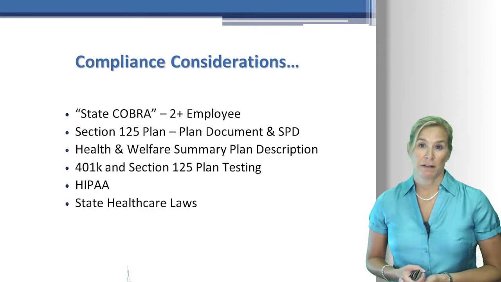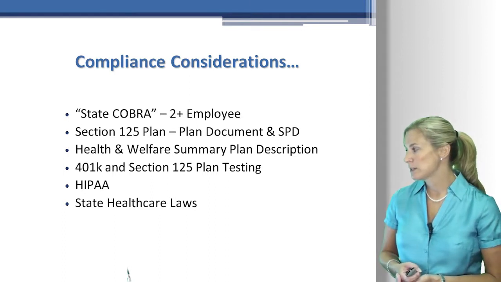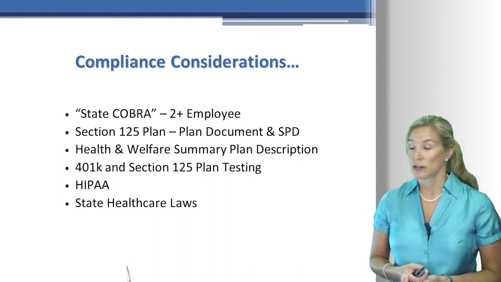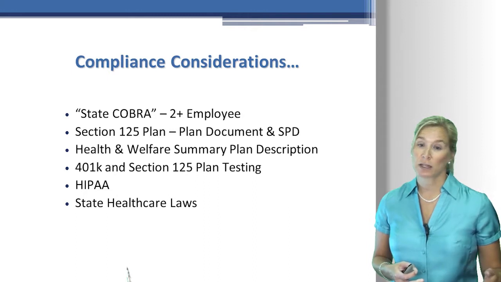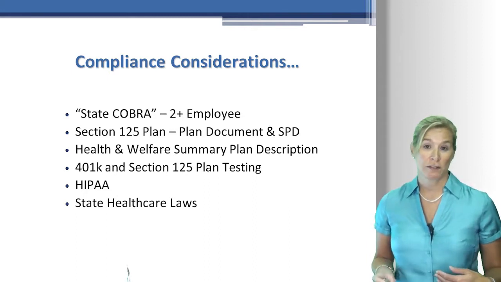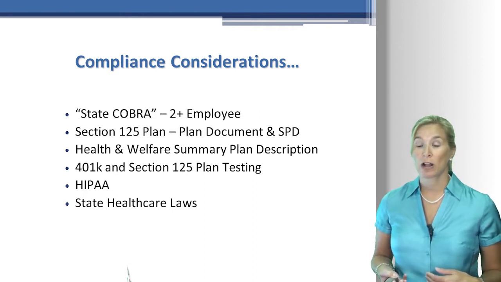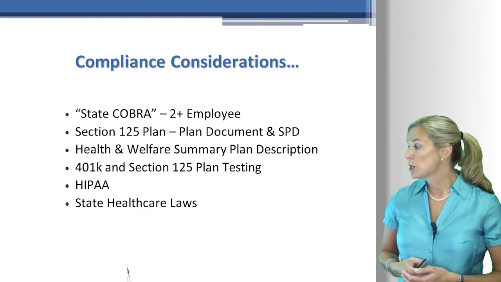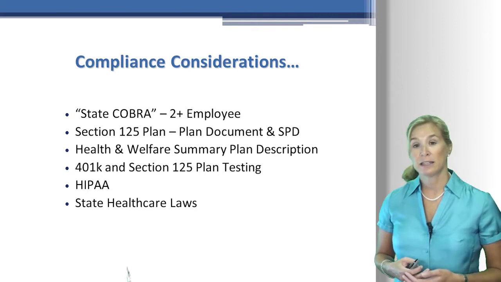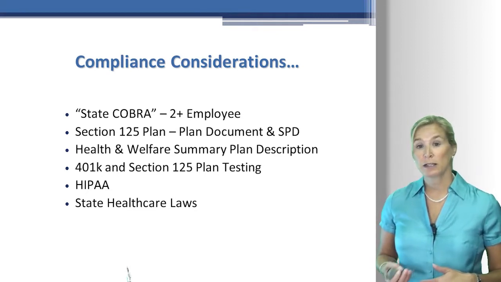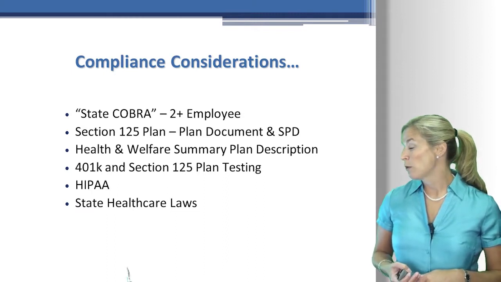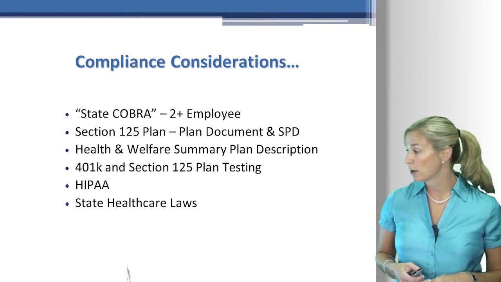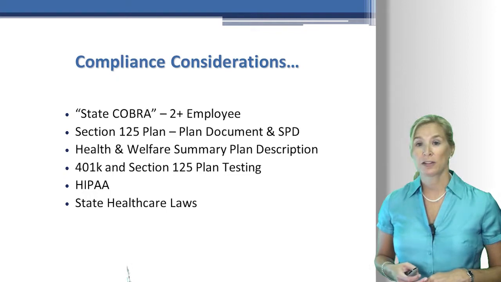As you put together your benefits program, you want to consider these compliance considerations. While there's federal COBRA that requires you to maintain benefits for employees should they terminate or lose benefits, either because they fell below the part-time threshold or they've terminated employment, many states also have what we call a mini COBRA law that extends that federal COBRA law down to fewer employees. You want to make sure you have a Section 125 plan and summary plan descriptions of those plans as well as your other plans. Section 401k and Section 125 plan testing is another thing that you're going to need to do should you implement those programs. And you want to be aware of HIPAA and other state healthcare laws.